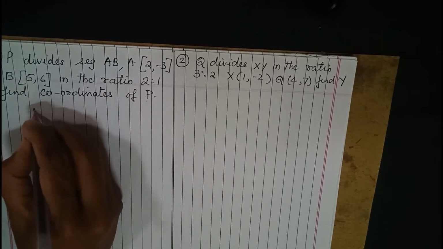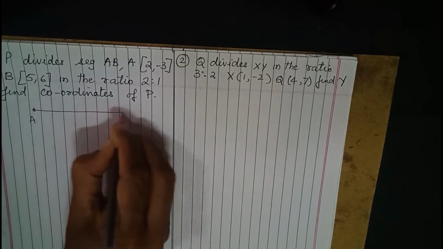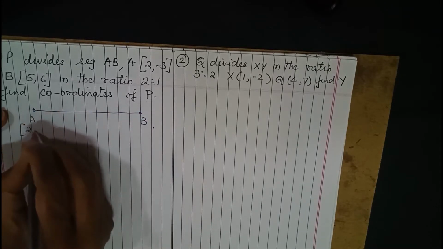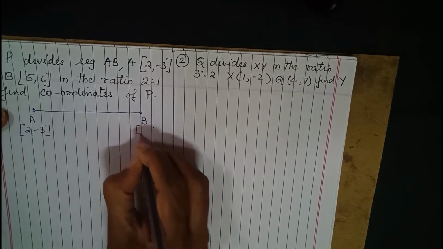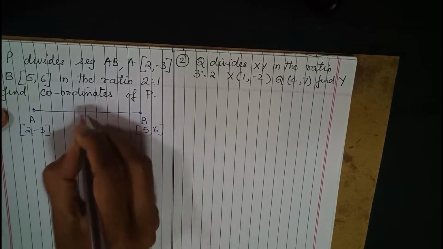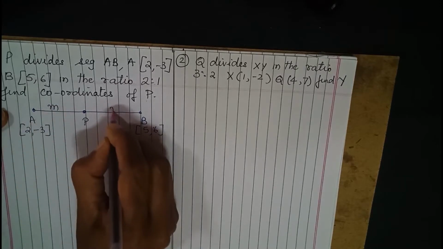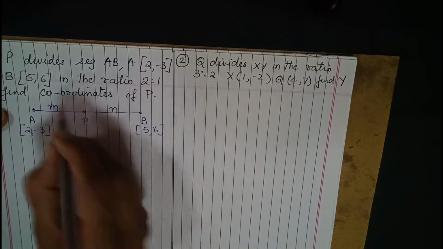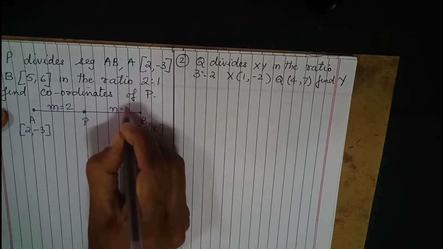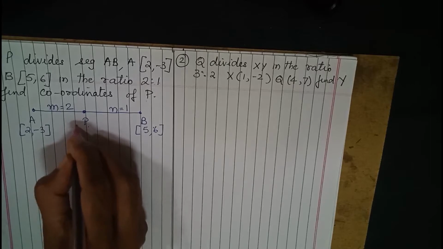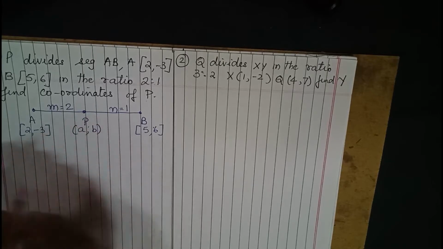So let's make a very quick diagram so that it makes it very easy to understand. Let us say this is A, (2, -3), and B is (5, 6), and there is a point P which is dividing it in the ratio m is to n. Now you can see the ratio is 2:1. That means m is 2 and n is 1. And we have to find the coordinates of this point P. So let us first assume it as (a, b).